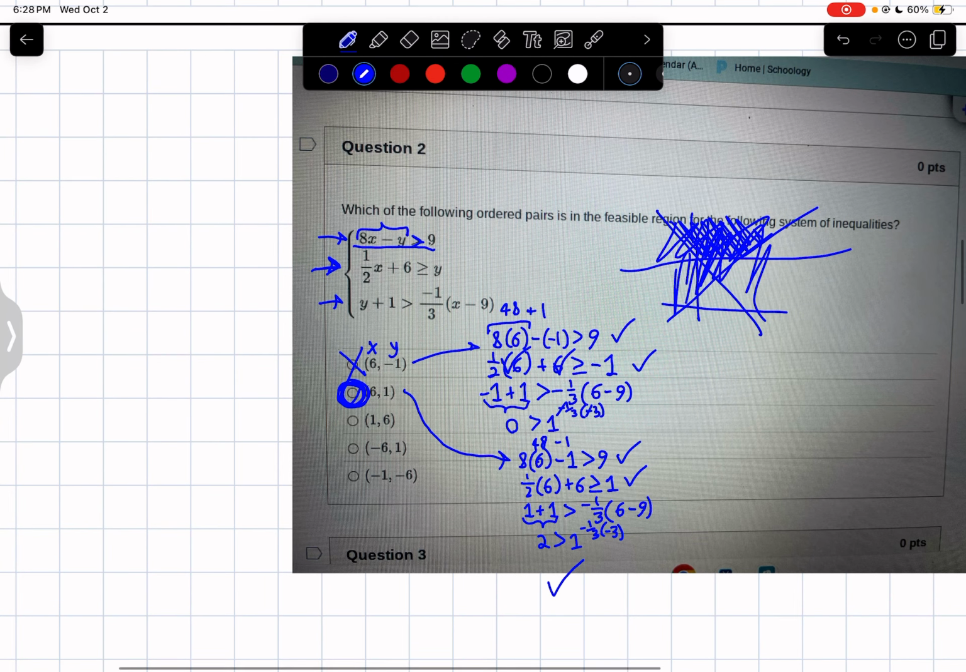So hopefully you don't have one like that, but if you do, that is genuinely the fastest way that I can think of to do it. If you go through all 5 options and you haven't found the one that makes them all true, go back and check your work. You probably missed a negative.